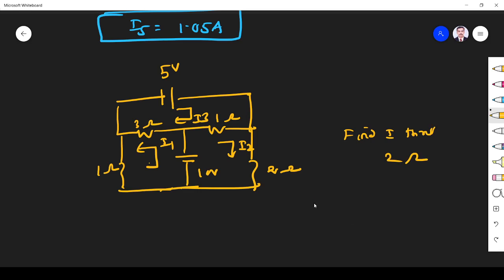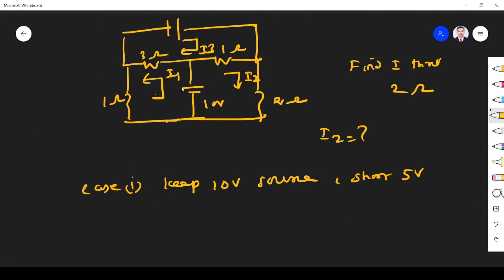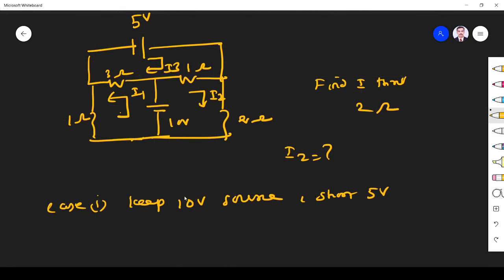So what do we have to find? We have to find I2. That is the question. So we have two sources. Case 1: keep the 10 volt source, and I find the current due to the 10 volt source through the 2 ohm resistor, and short the 5 volt source.